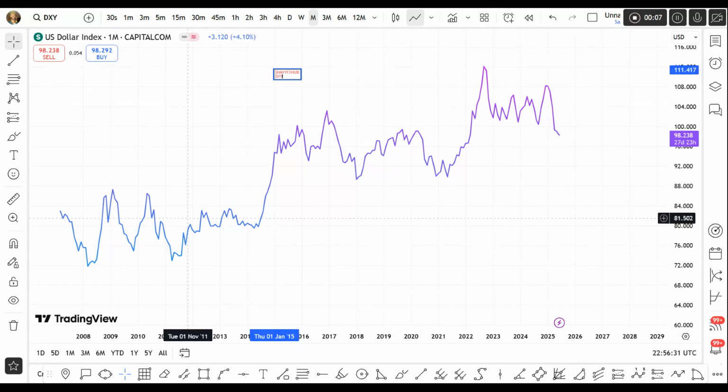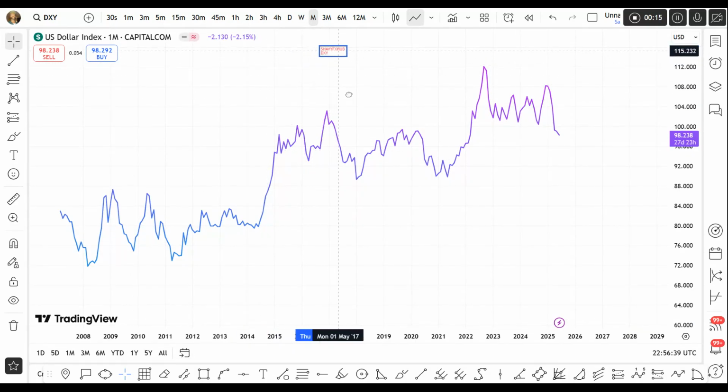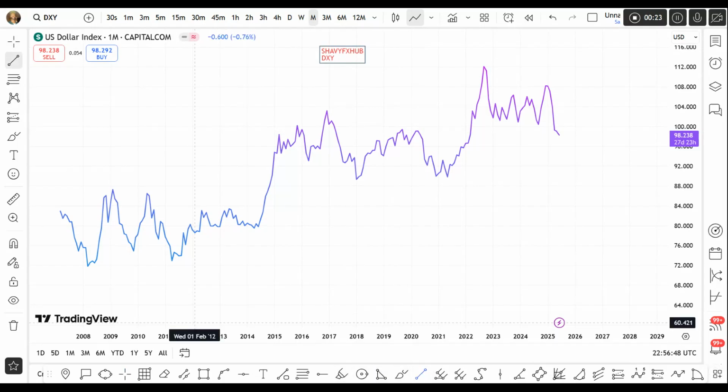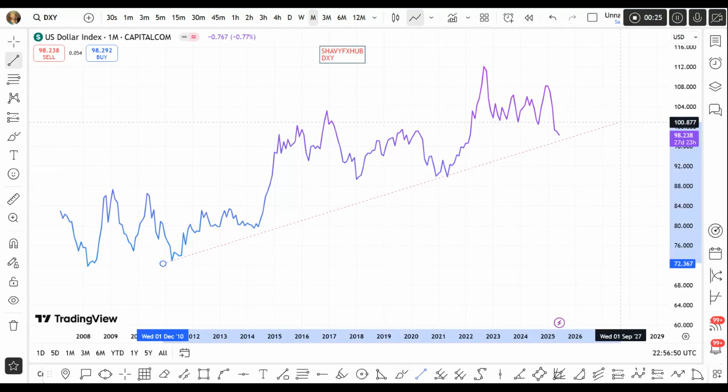So Shavyfxhub, I'm looking at DSY on the monthly time frame. I want to catch the trend. So on the monthly time frame, we'll have an ascending trend line.